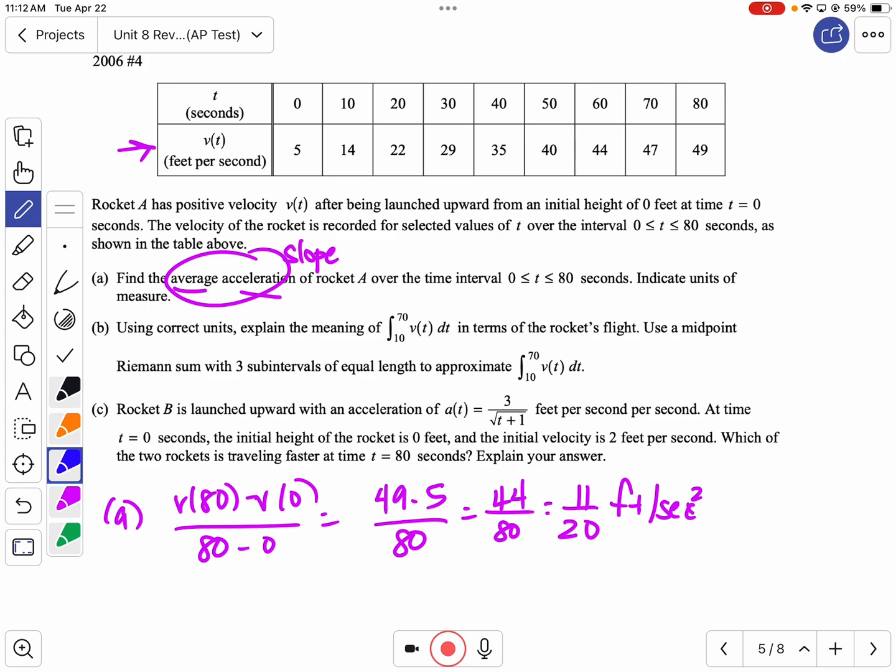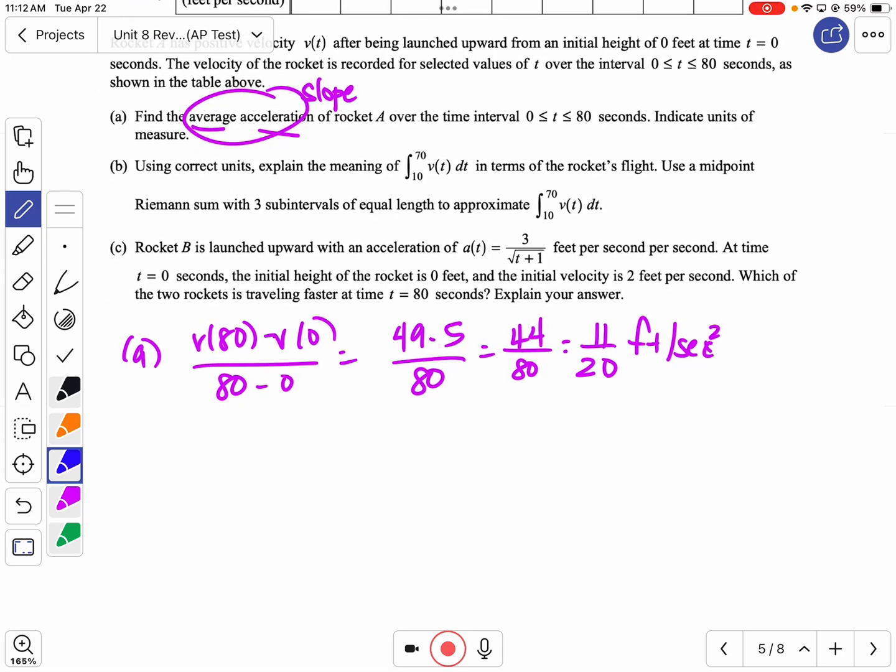Next part, 2 questions within 1. Sneaky heifers. Okay. Using correct units, explain the meaning of the integral from 10 to 70 of v of t dt in terms of the rocket's flight. Use a midpoint Riemann sum with 3 subintervals of equal length to approximate the integral. Okay. So I kind of like to start with the midpoint, but that's just me, all right? But we could start with the words, okay?